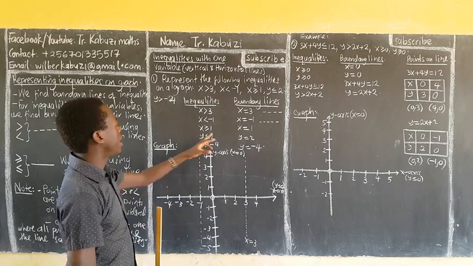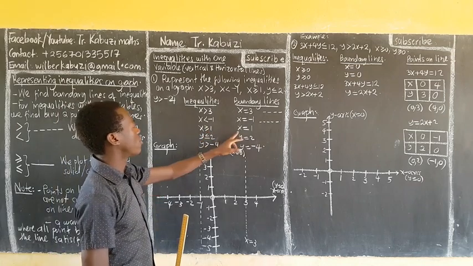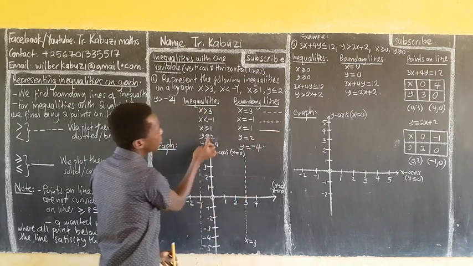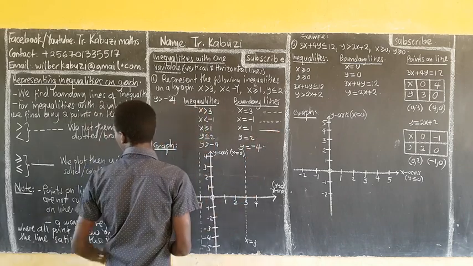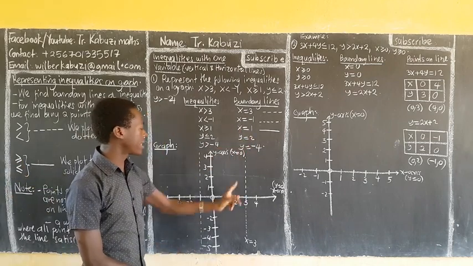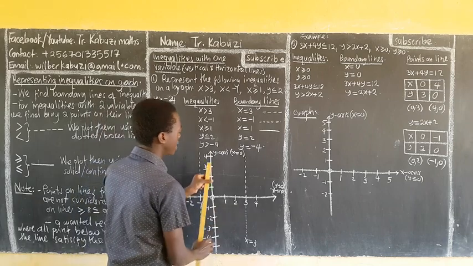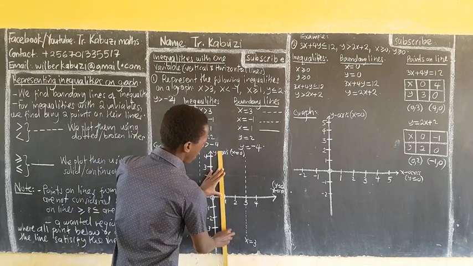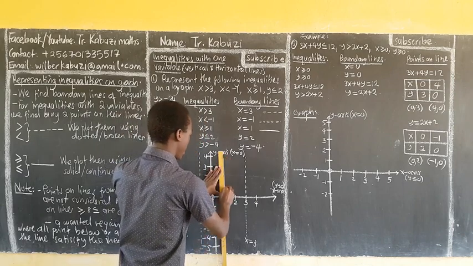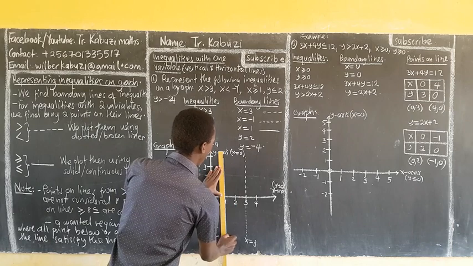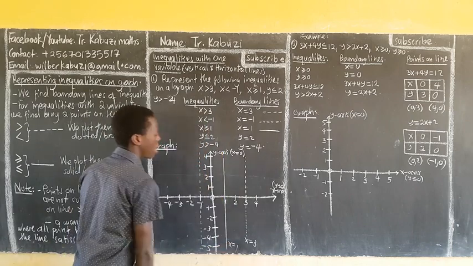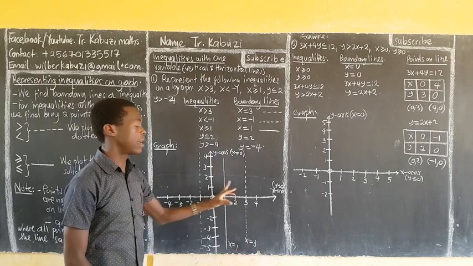When I come to x greater than or equal to 1, here I'm going to use a solid line, because this is greater than or equal to. You see it's 1 and it's x, so you come on the x-axis where there is 1. Then you put your ruler there and draw a line passing through that one. Then you name it: this is my line x equals 1.